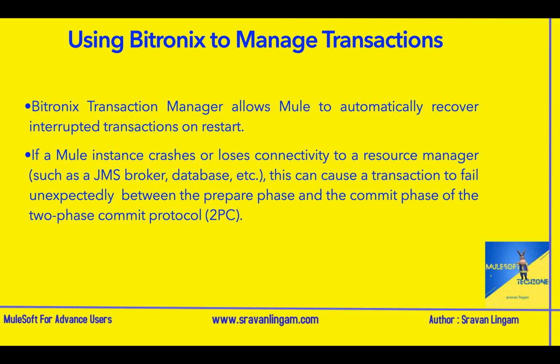For example, if a Mule application crashes or loses connectivity to a database or JMS, what will happen? This causes a transaction to fail unexpectedly between the prepare phase and commit phase. I told you, right, there are two phases, which we call 2PC: prepare phase and commit phase. Prepare phase is the process where you are trying to do selecting, updating and deleting. The commit phase will only happen once everything is successful, then only is the whole process considered a success.